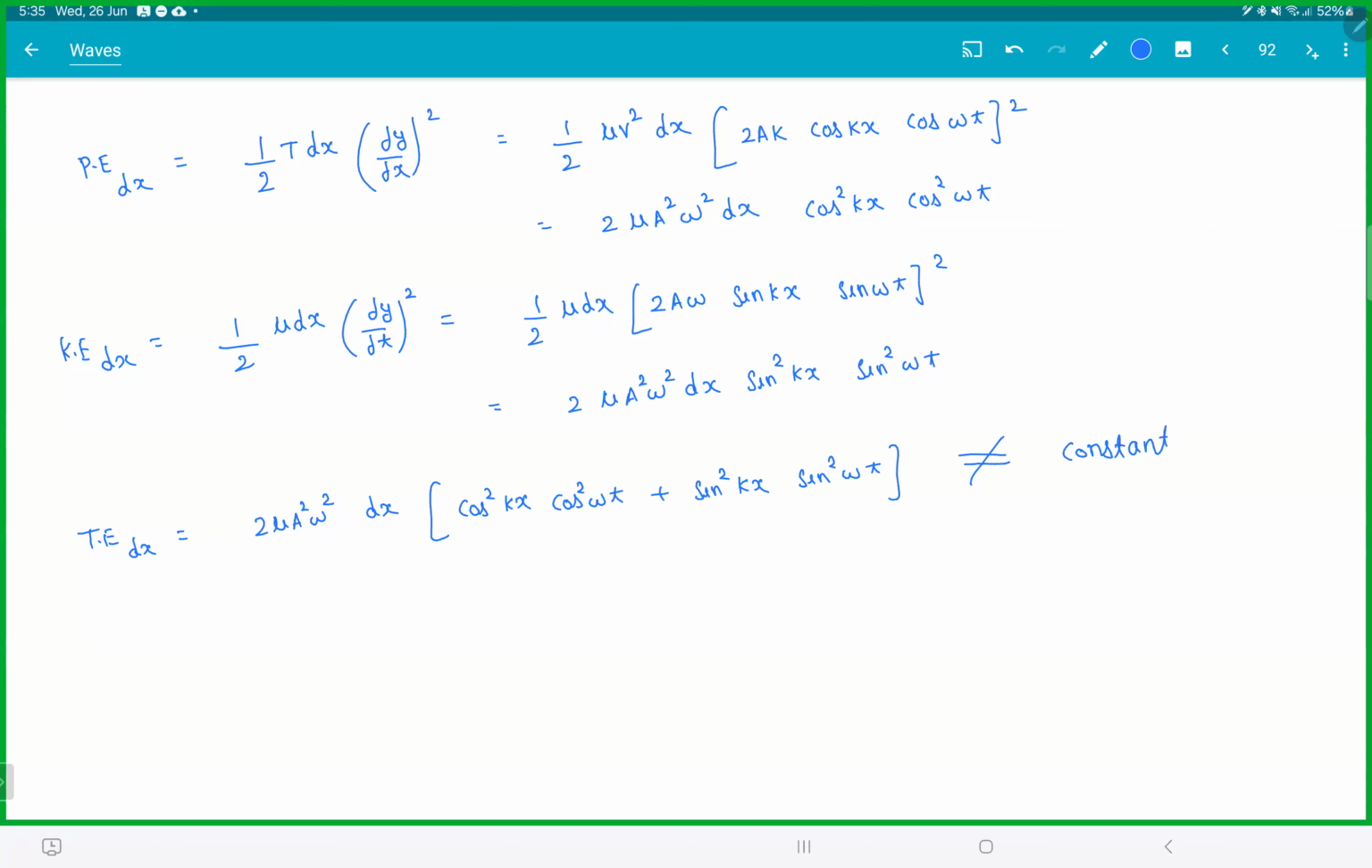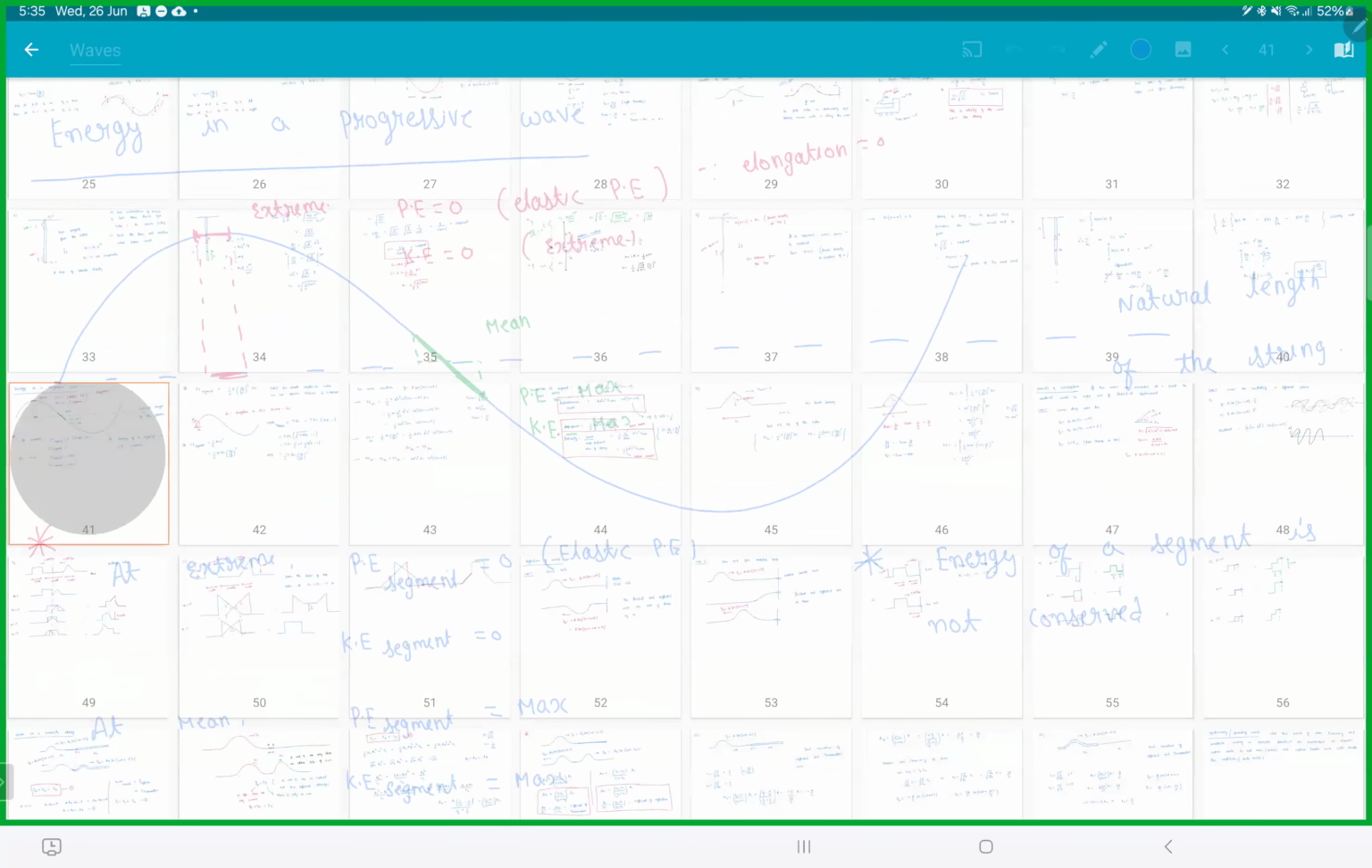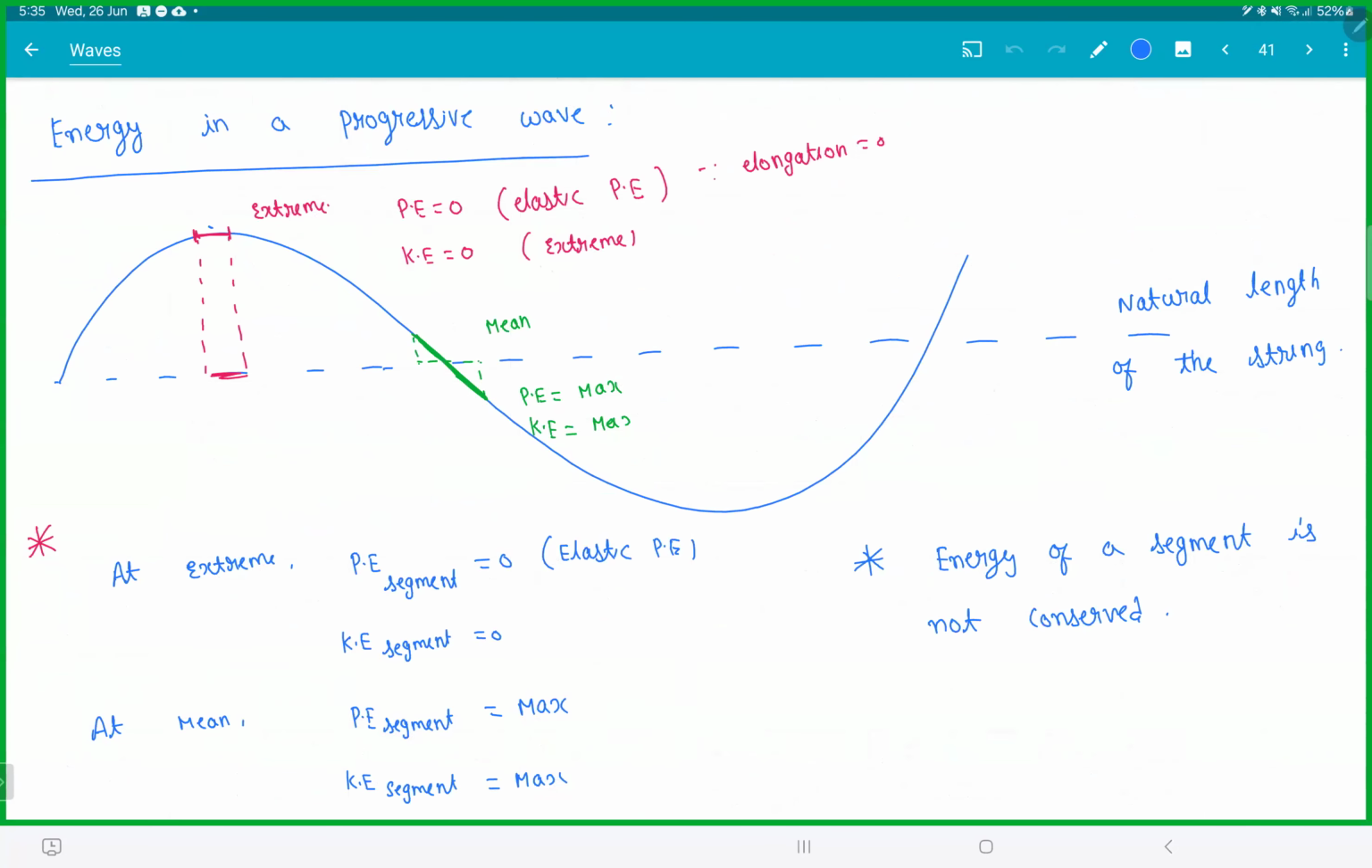Even though they're executing SHM, the energy is being transferred from left to right. If you remember, this is what I said even in a progressive wave. When we calculated the energy, think about it here. These particles are oscillating in SHM only, right? It doesn't mean the energy of the system is constant. The energy is continuously flowing. Whatever energy you're losing, you're getting from the other side.